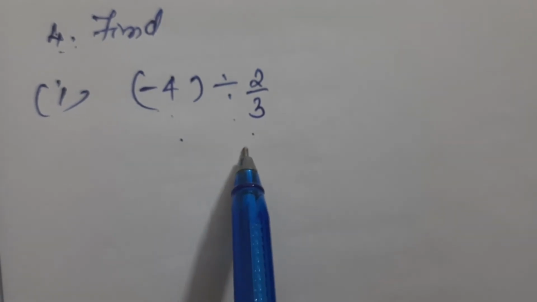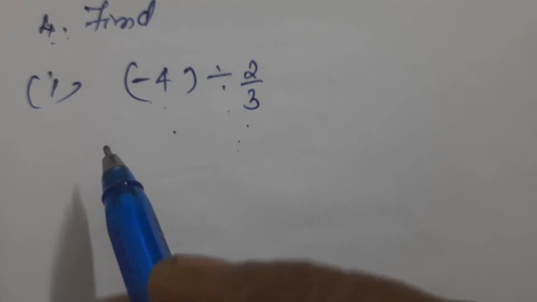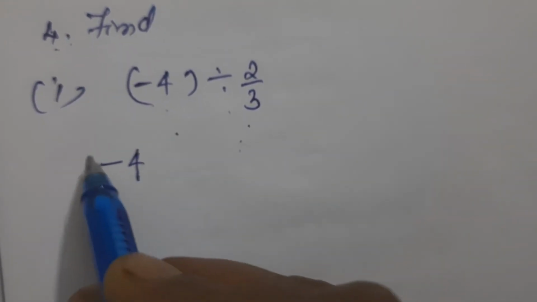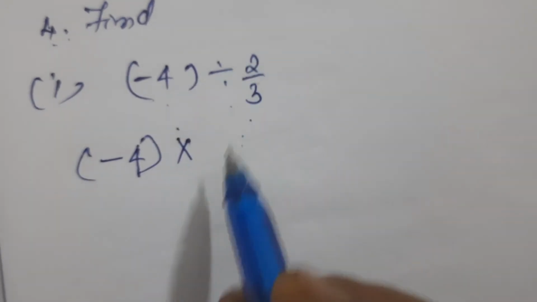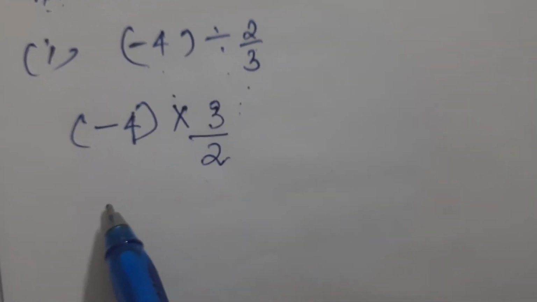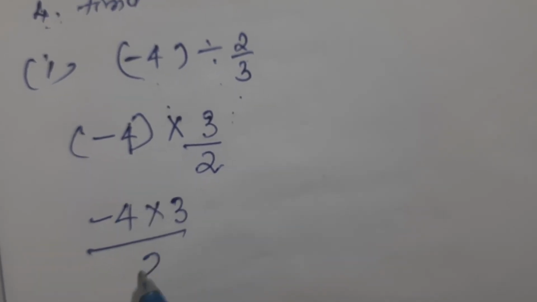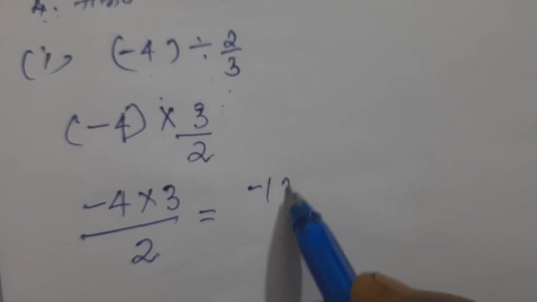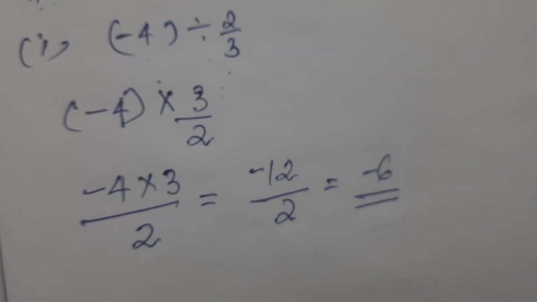As we have done additive inverse in subtraction, we have to do reciprocal in division and multiply with it. So here we can have negative 4 multiplication, division becomes multiplication, and reciprocal of this, that is 3 by 2, reciprocal of 2 by 3. Now it has become our normal multiplication. Multiply the numerators and denominator, keep it unchanged. So here we get negative 12 by 2, which is equal to negative 6.